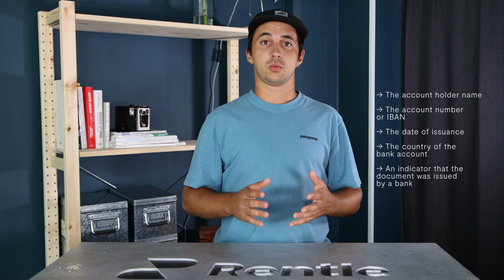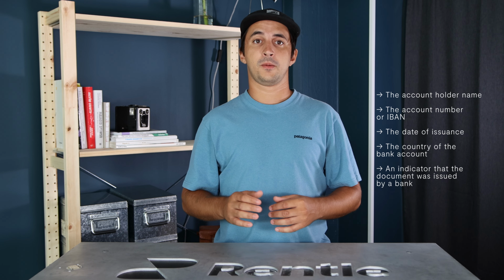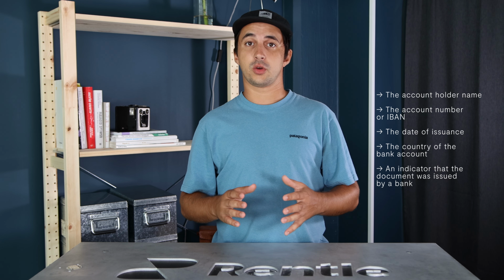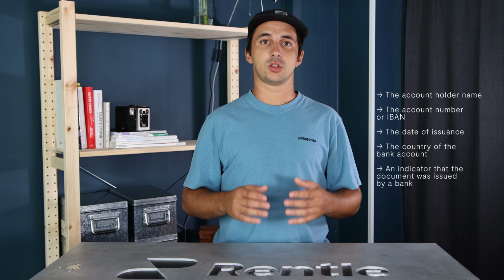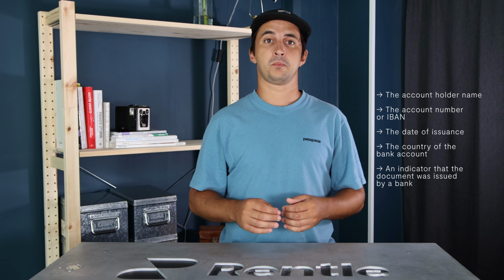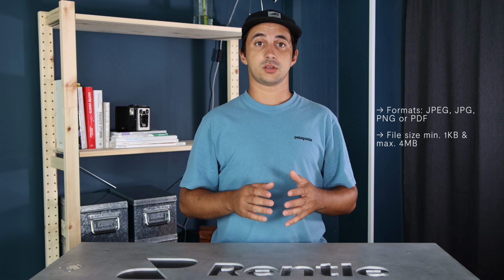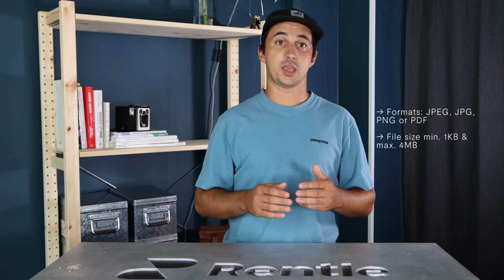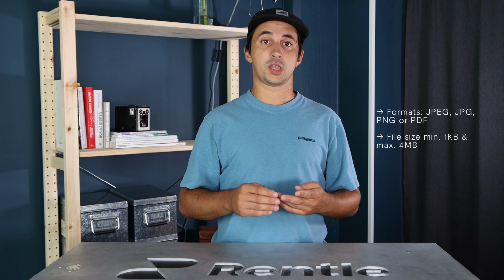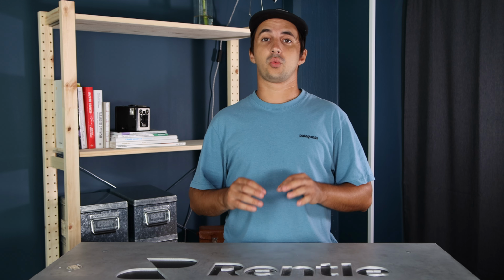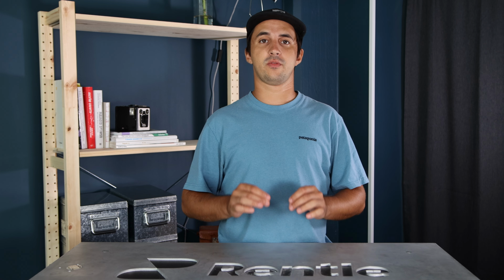The date of issuance, which must be less than 12 months ago. The country where the bank account is located. For EU bank statements, the country can be verified from the IBAN. An indicator that the document was issued by a bank, such as the bank name, a bank logo, or a bank-specific font. Additionally, the following file format and size requirements apply: formats: JPEG, JPG, PNG, PDF, and size minimum 1 kilobyte, maximum 4 megabytes. Final step for verifying your rental payments account is providing details of the business owners.